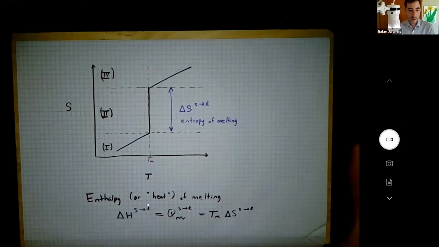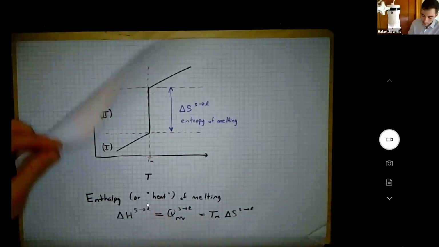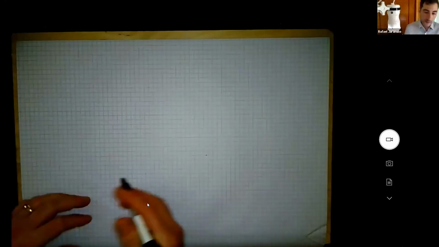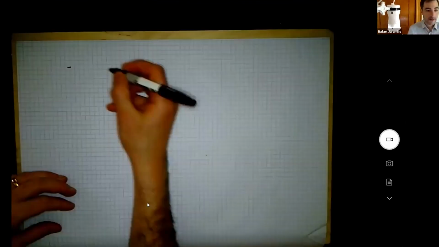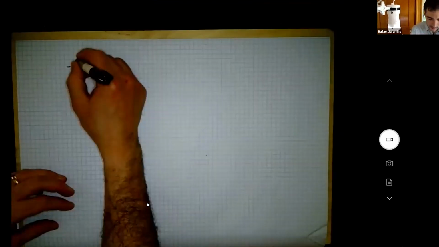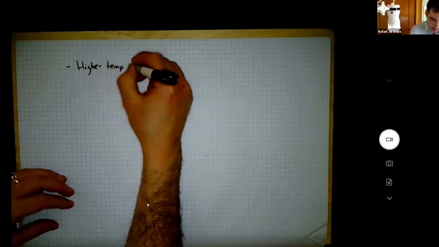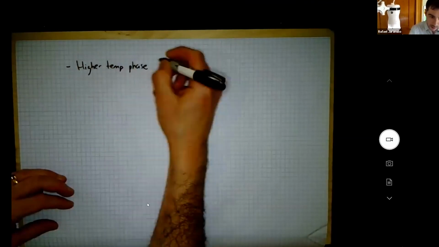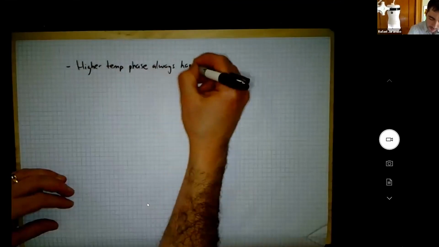Okay, good. So these parametric plots happen a lot in thermo. I hope you're getting sort of used to them. You had one on the exam, not quite that, but you know, a parametric plot. All right, so let's have some facts about phase transformations. The higher temperature phase always has higher entropy.